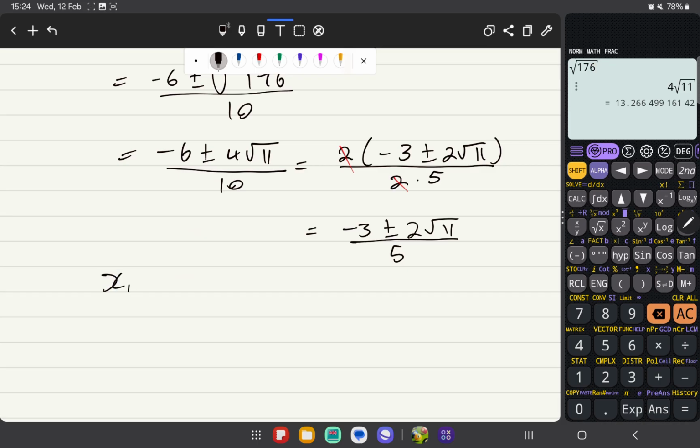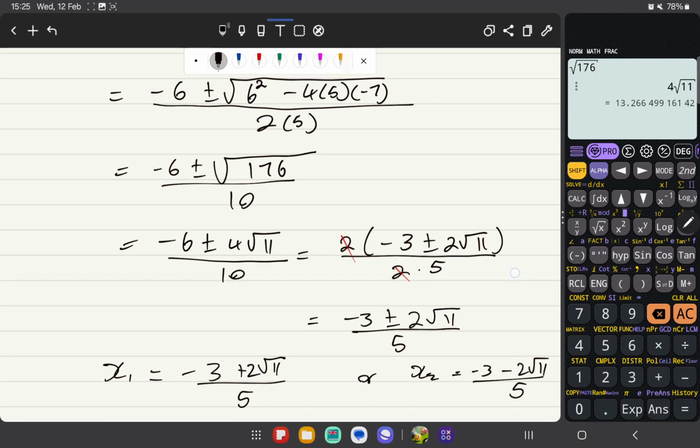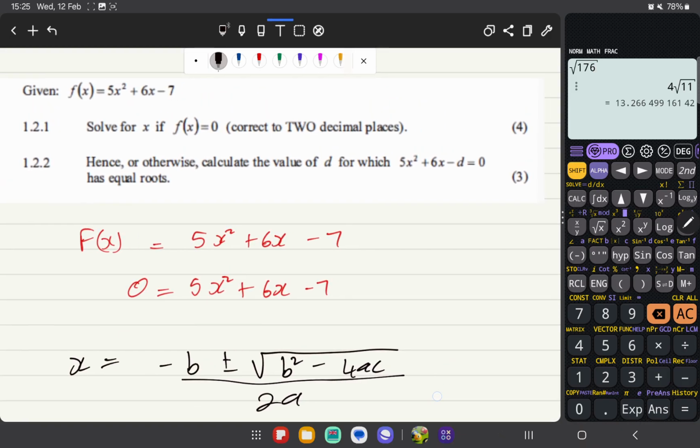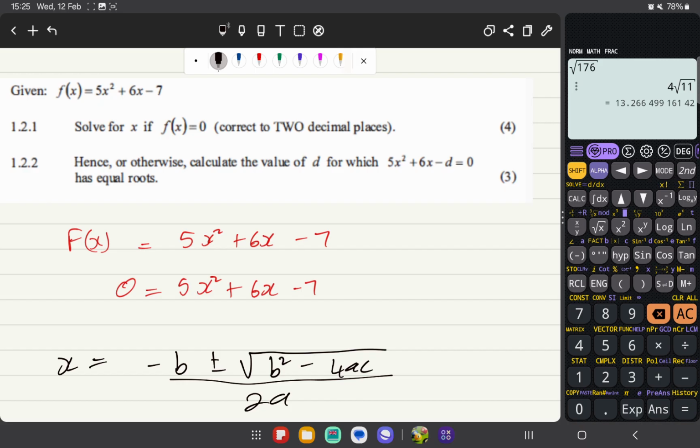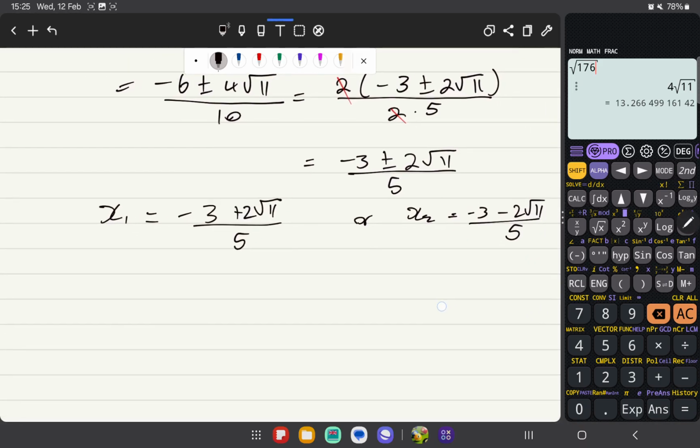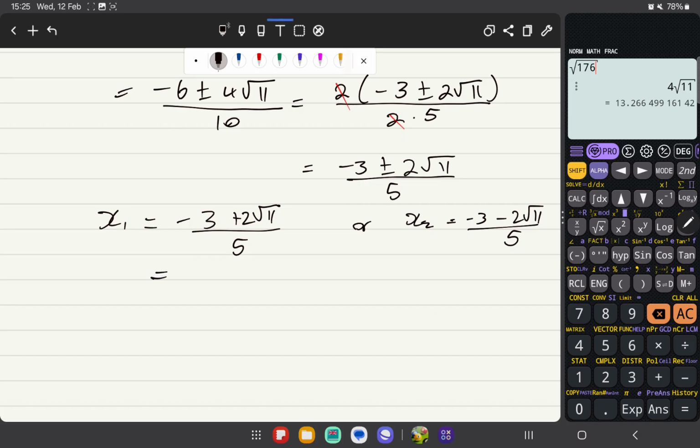To be a bit fancy or a bit much clearer, you will say x1 equals minus 3 plus 2 root 11 all over 5, or x2 equals minus 3 minus 2 root 11 over 5. You're done. Yeah. Then you're done. Oh, they say correct to 2 decimal places. In that case, then you're done. You're not done. You're not done.